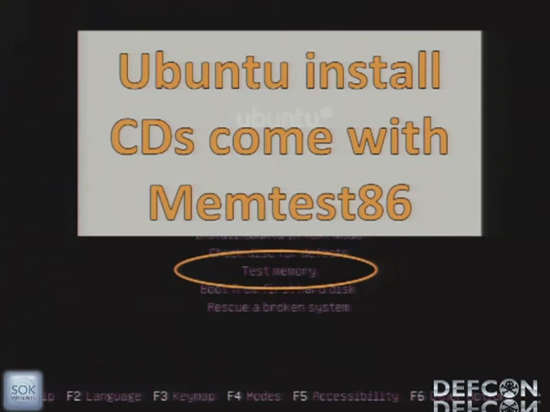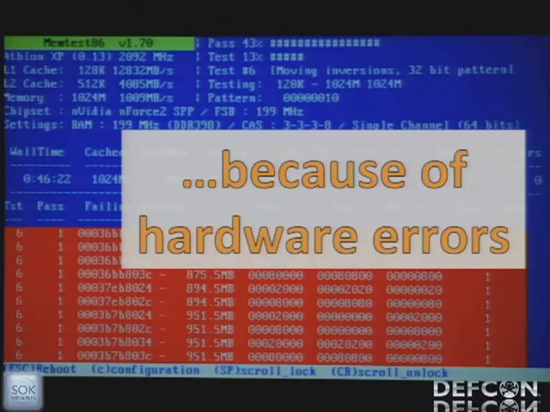This is an Ubuntu installation. It's a direct screenshot. One of the options is test memory. Why would you ever want to test memory? Because a lot of the times your test will fail. And the only people who would actually know that it would fail are the people who decided to run that test. Think about how many people are running with bad hardware components who don't even know it.